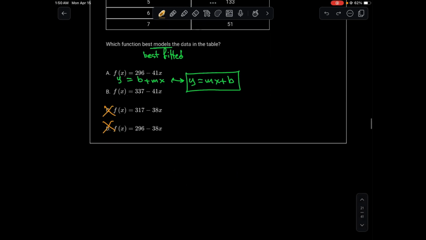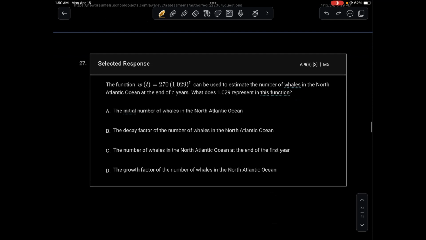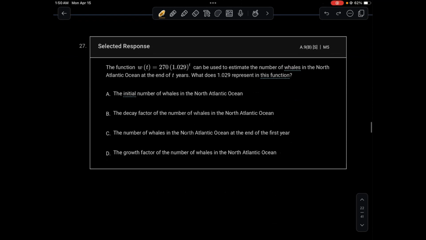Okay, let's go to the next one. The function W of t is equal to that can be used to estimate the number of whales in the North Atlantic Ocean at the end of t years. So I know that t counts years. What does 1.029 represent in this function?